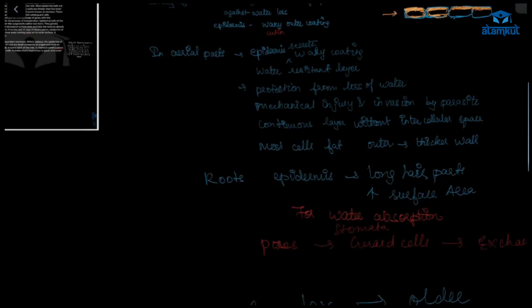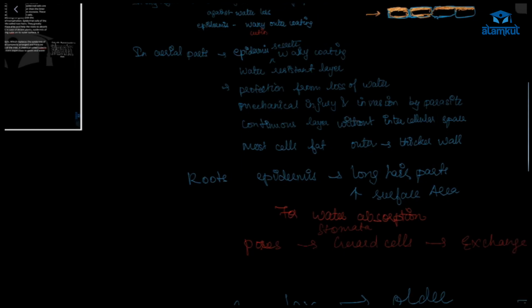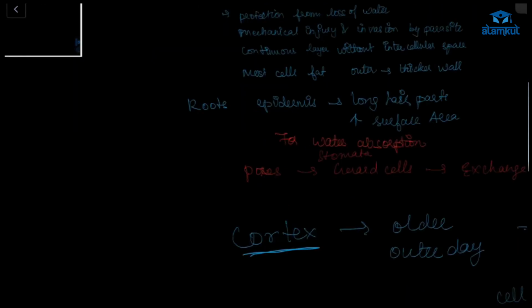And in the roots, the epidermis will have hair-like structures. Why? What will it do? It will increase the surface area. So what will happen? More water will come. They can absorb more water from the soil. And they will also contain pores, right? That is called stomata. The stomata will have guard cells, which are used for exchange of gas.